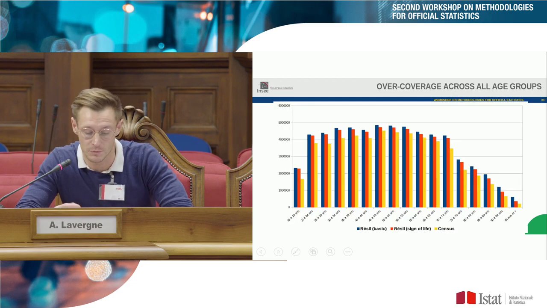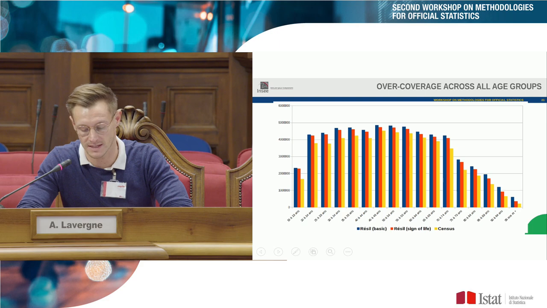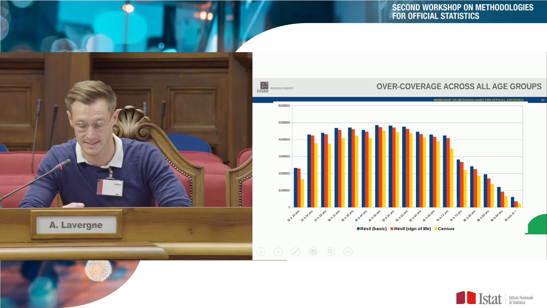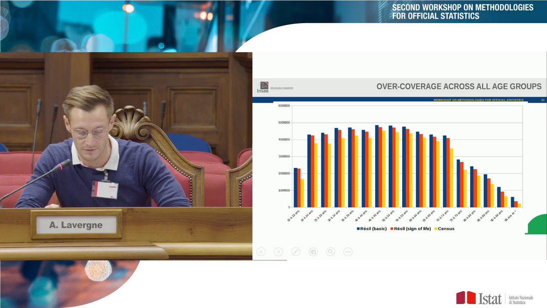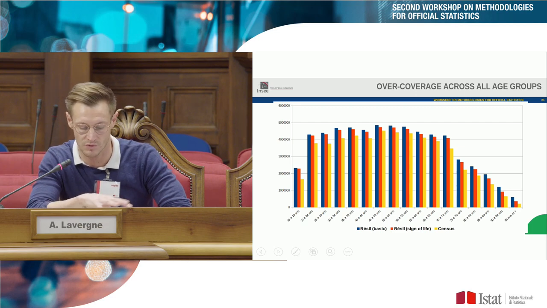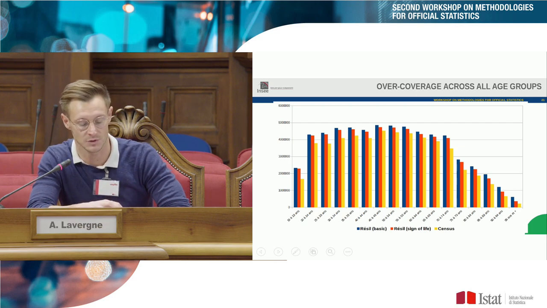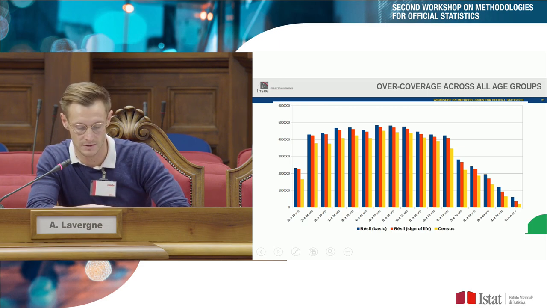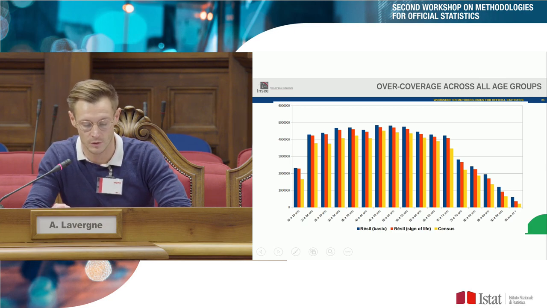So using multiple sources improves coverage, but also introduces a risk of over-coverage. Indeed, on this graph, you can see in blue the population of RESIL segmented by age group, where all individuals present in administrative sources are retained. In red, it is the RESIL population after applying the science of life method. And in yellow, it is the population measured by the census.